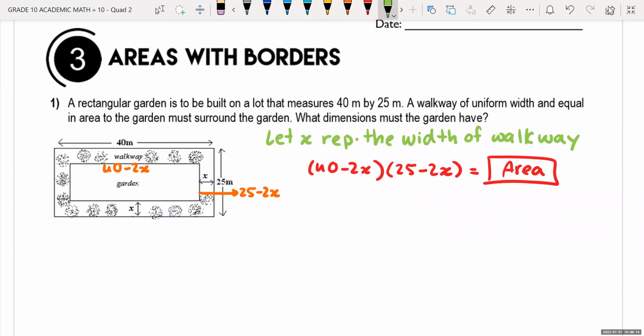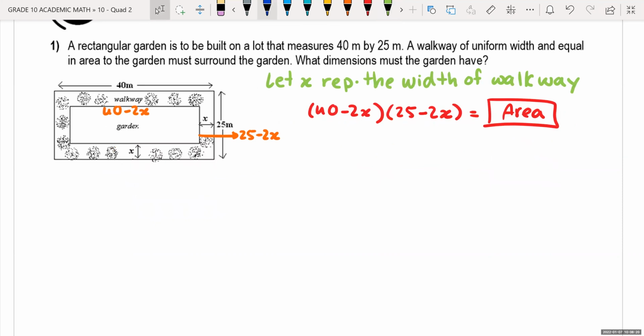All right, we're going to have to do a little bit of detective work. First of all, can we figure out the area of the entire lot? Yes, and how would we figure out the area of the lot? Yep, it would be 25 by 40. Okay, so let's write that down. 40 by 25, and that one's pretty easy. It's just going to be 1,000.